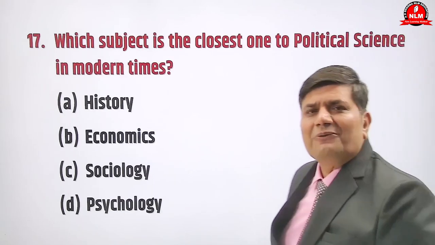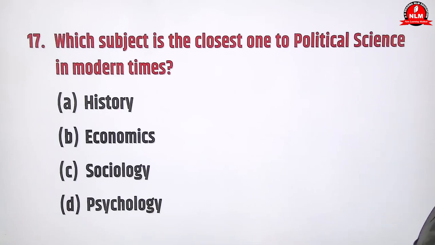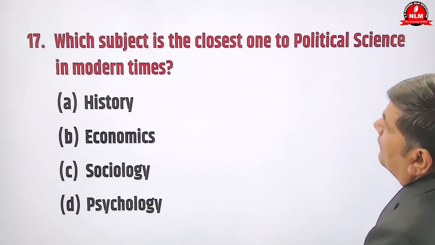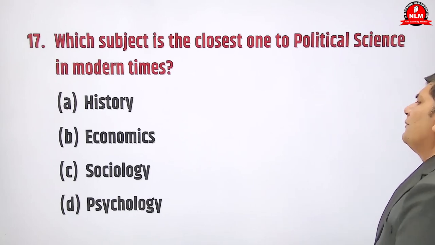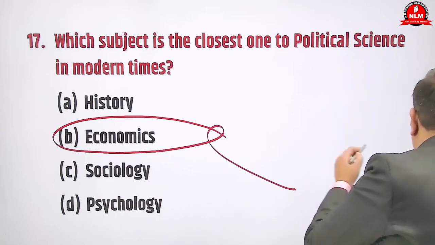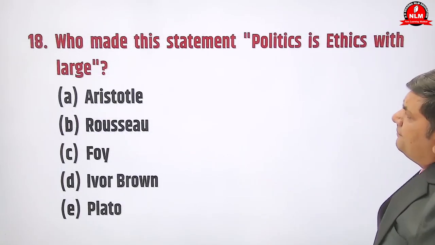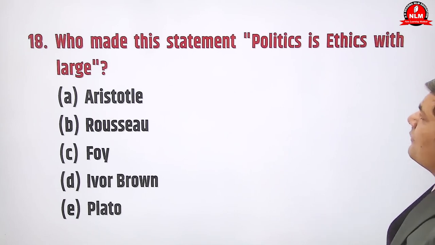Now we discuss question number 17, dear friend. Which subject is the closest one to political science in modern times? History, economics, sociology, psychology. The right answer is economics. Because we are living in the globalization era, political science has also become global.